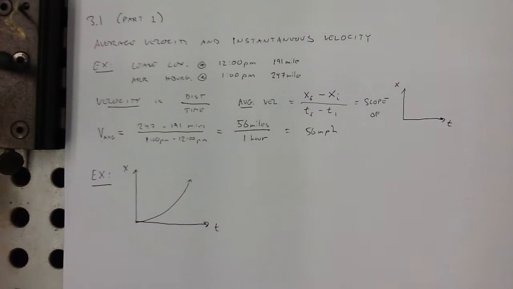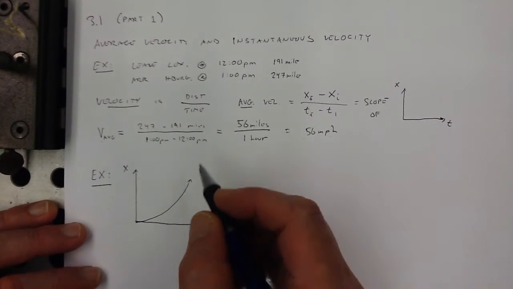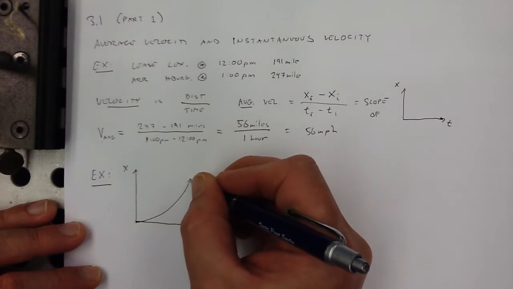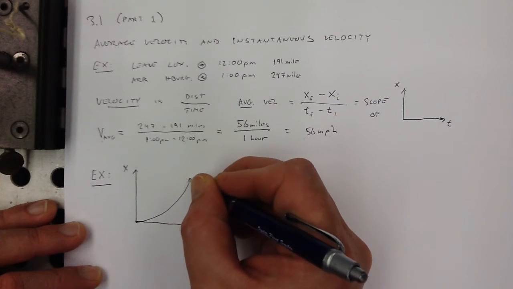I'm not going to bother scaling those axes. I'm just going to leave it like this, and we'll just talk about what we think might be going on. So what do you think is going on? How would we find the average, let me just put a point there instead of an arrow.